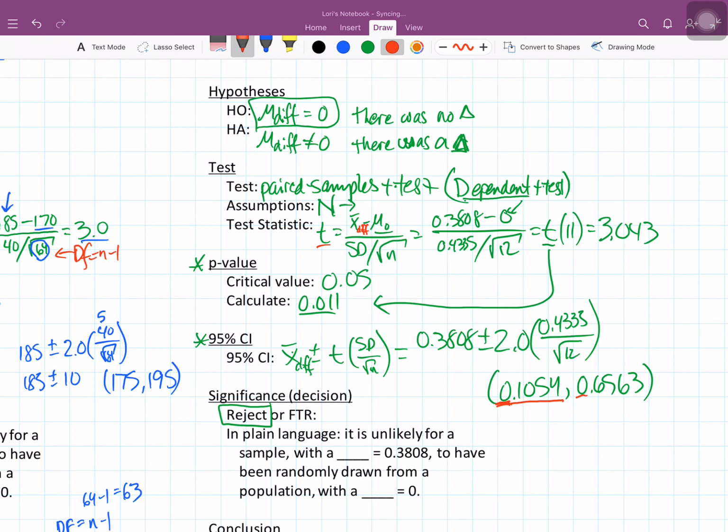The other important thing to notice here is that this 95% confidence interval does not include the test value that we're aiming for. In other words, 0 is not between 0.1054 and 0.6563. 0 is not in that interval. And so in both of these cases, the p-value being less than 0.05 and the 95% confidence interval not including 0, both agree that we should reject this null. The mean difference is equal to 0. We're going to say, no, I reject that. I believe that is incorrect.